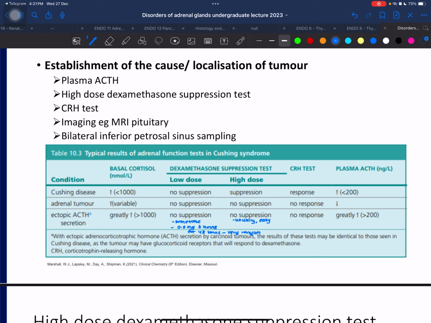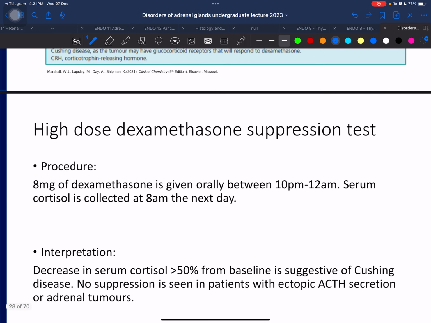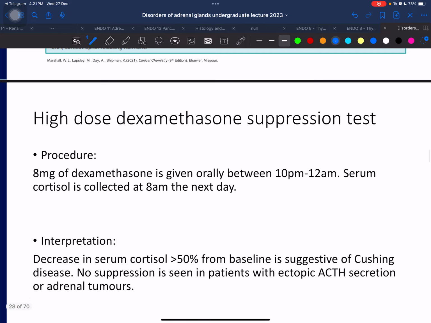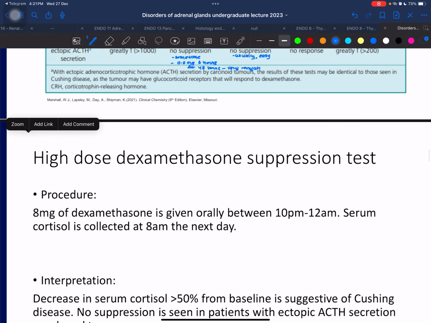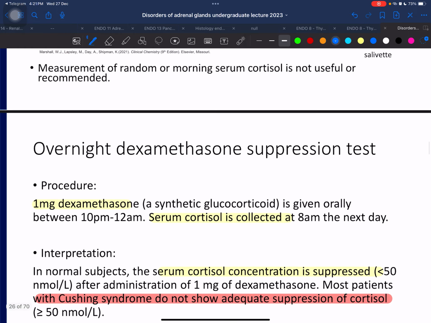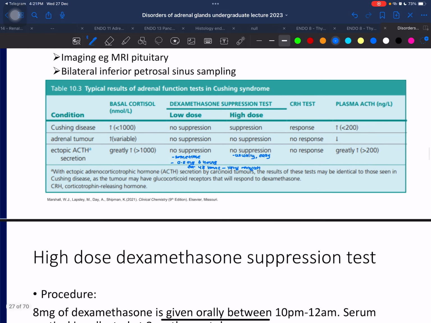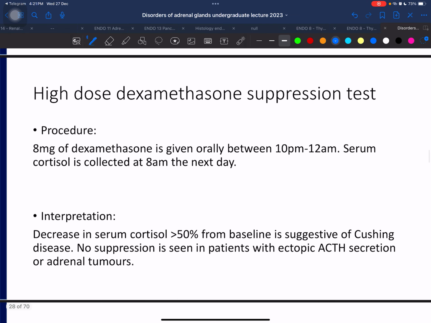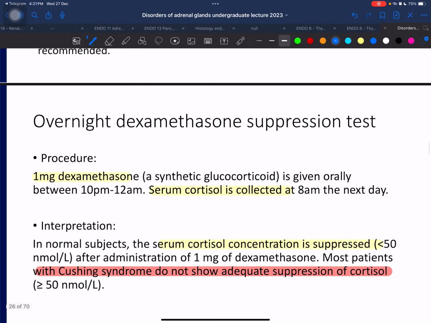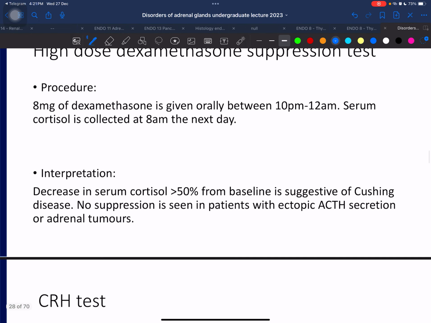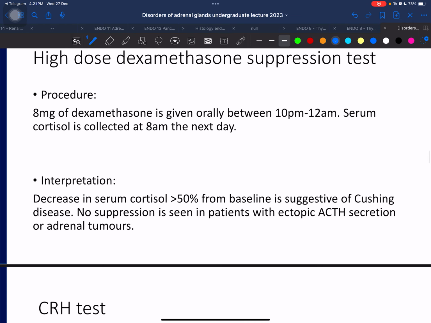High dose dexamethasone suppression test is a higher dose, as its name suggests, 8 milligrams is given, okay? It is one of the tests that you can use to confirm as well. And the other test is the CRH test, in which IV CRH, a synthetic one, is administered to the patient, and then you collect your ACTH and cortisol, okay? By right, no significant increase.